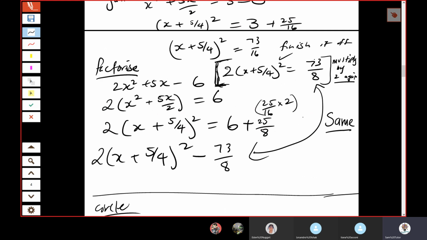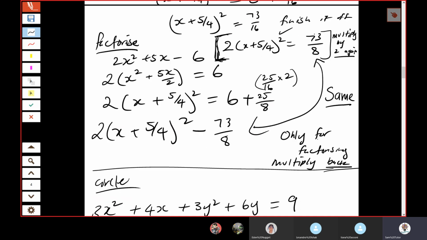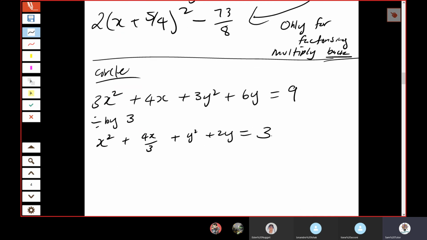Where are we? Let's write that. So when I send this back to you guys. Only for factorizing. Multiply back. Otherwise you don't ever need to. If you're solving, it's gone. Division by 3, it's not a problem.